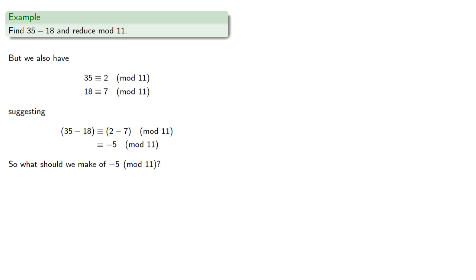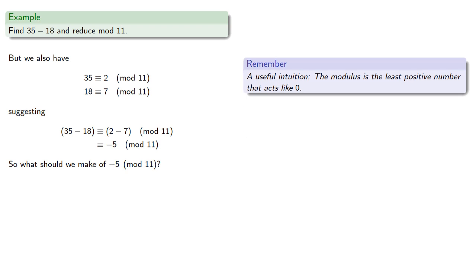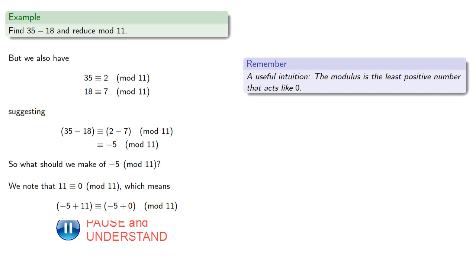So what should we make of negative 5 mod 11? A useful intuition: the modulus is the least positive number that acts like 0. And so we note that 11 is congruent to 0 mod 11, and so if I add 11, it's like adding 0. So negative 5 plus 11 is congruent to negative 5 plus 0. And so that tells us that 6 is congruent to negative 5 mod 11.